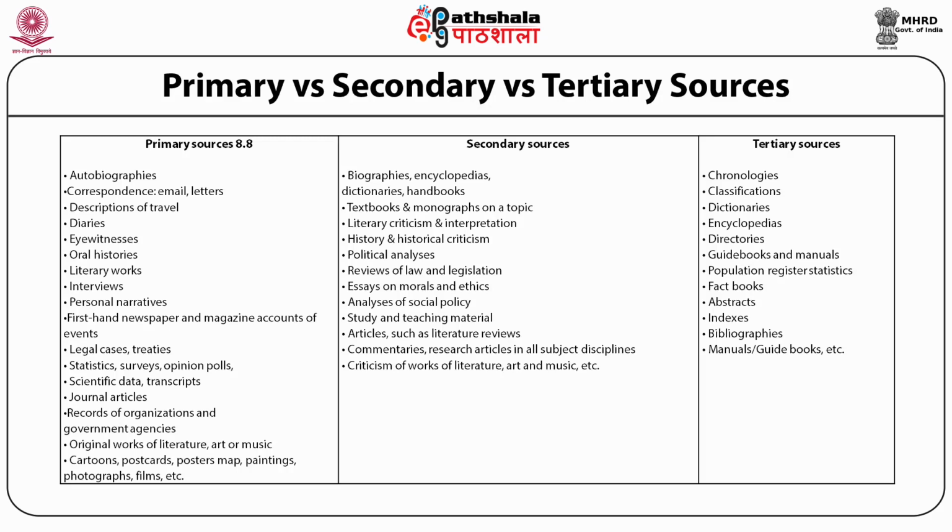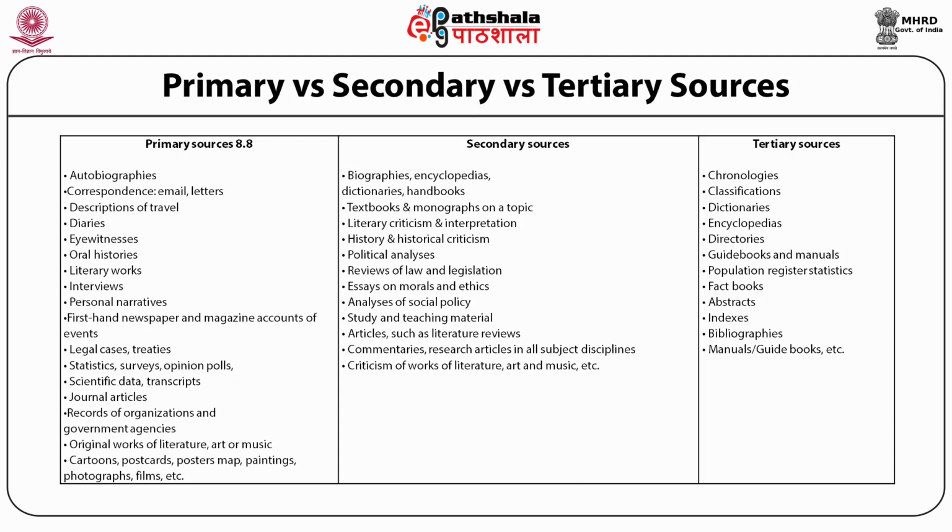On the other hand, some of the secondary sources are biographies, encyclopedias, dictionaries, handbooks, textbooks and monographs on a topic, literary criticism and interpretation, history and historical criticism, political analysis, review of law and legislation, essays on morals and ethics, analysis of social policy, study and teaching material, articles such as literature reviews, commentaries, research articles in all subject disciplines, criticism of works of literature, art and music, etc.